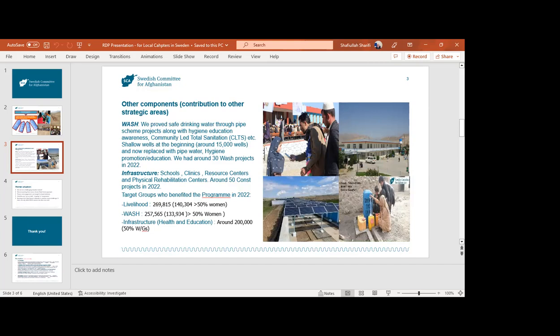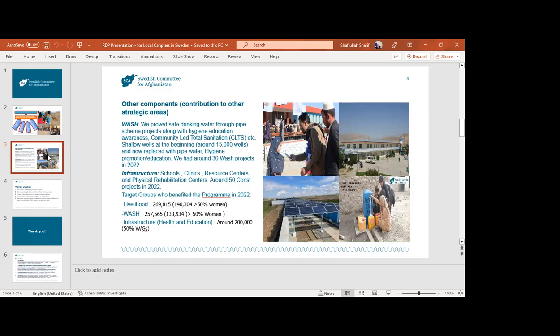Another component is infrastructure, which is schools, clinics, and resource centers, and also physical rehabilitations that rural development is implementing for the rest of the program as per their need and availability of the budgets. We had around 50 different types of construction projects last year, in 2022.